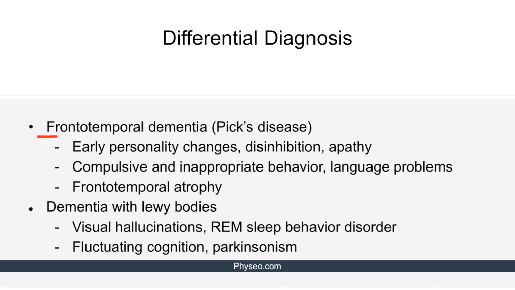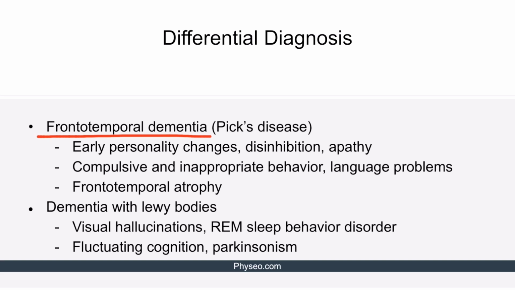Next, let's talk about frontotemporal dementia, which is also known as Pick's disease. In this case, patients have early onset of personality changes, disinhibition, apathy, and compulsive behavior. These changes may present as someone who is no longer able to behave appropriately in social situations, such as having hypersexual behaviors in public.